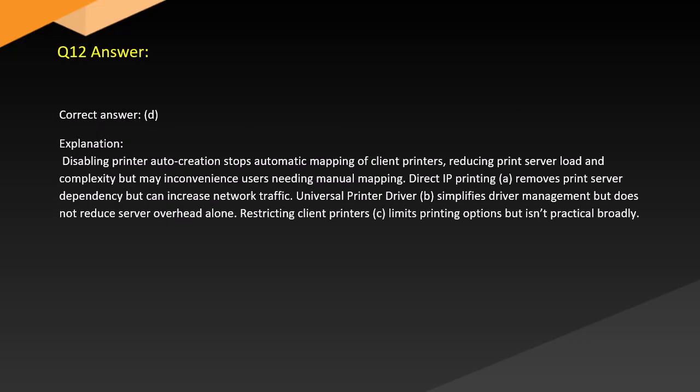Answer. Correct answer, D. Explanation. Disabling printer auto-creation stops automatic mapping of client printers, reducing print server load and complexity but may inconvenience users needing manual mapping. Direct IP printing. A. Removes print server dependency but can increase network traffic. Universal printer driver. B. Simplifies driver management but does not reduce server overhead alone, restricting client printers. C. Printing options but isn't practical broadly.